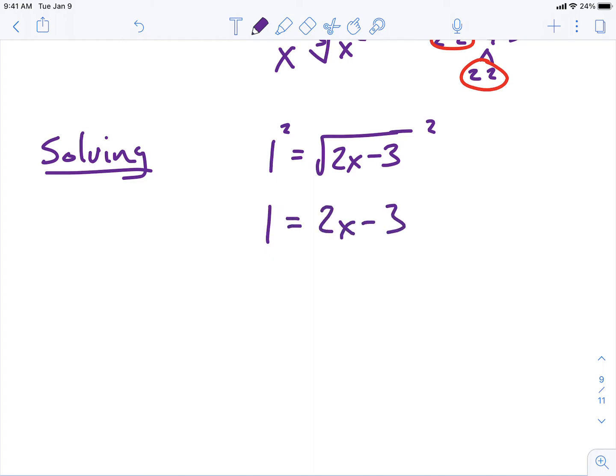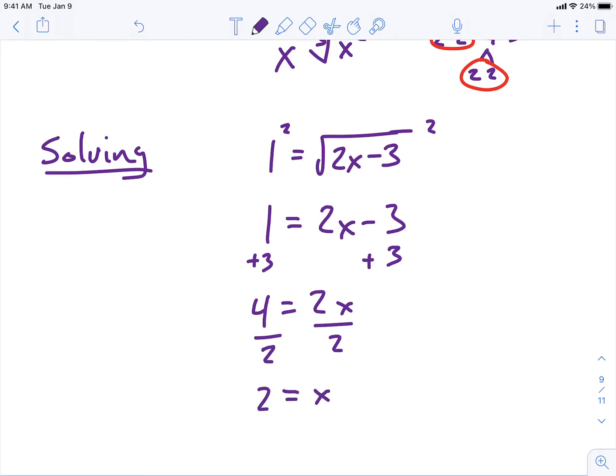And don't forget the end goal here. We're trying to solve for x. So think of how you solved this in Algebra 1. Two-sided equation, right? We'd get rid of the minus 3 by adding 3 to both sides. That will give us 4 equals 2x. Then we get rid of the times 2 by dividing by 2, and we get that x is equal to 2.